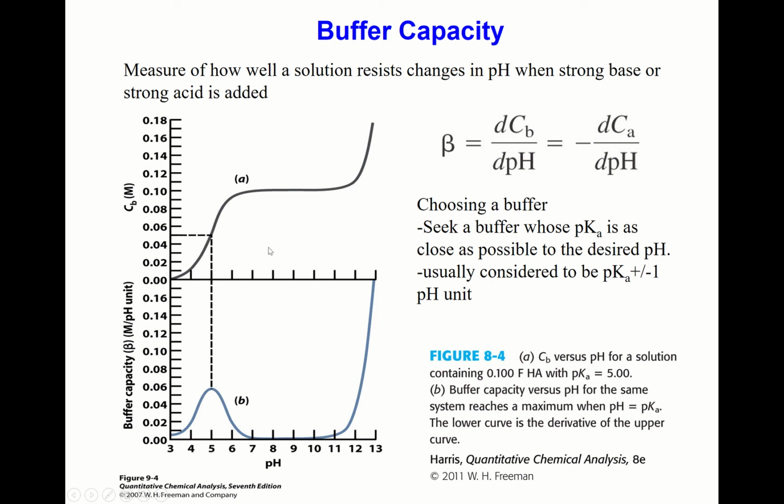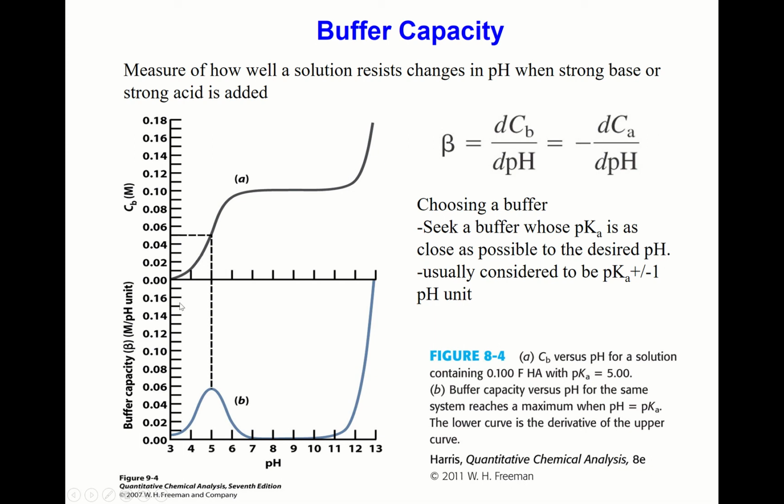Here, this figure shows how we obtain the buffer capacity. Look at the figure above. Let's say the x-axis is pH, and the y-axis is what? The Cb, strong base concentration. You see, this curve is just opposite. Usually people use pH on the y-axis and concentration on the x-axis, but this is opposite, because we want to show the buffer capacity. And you get this curve.